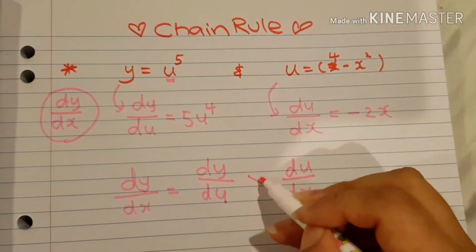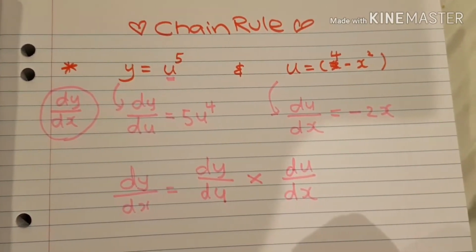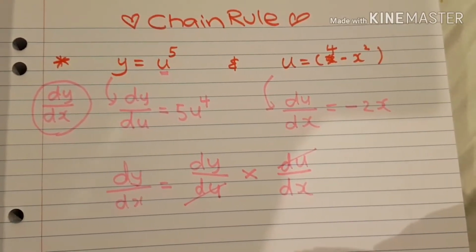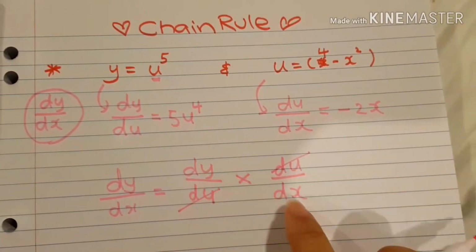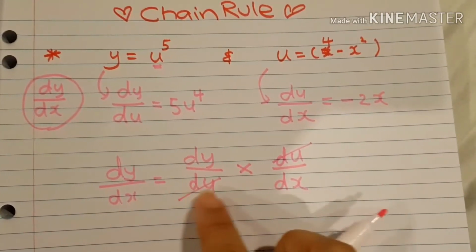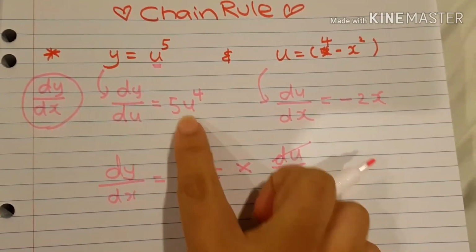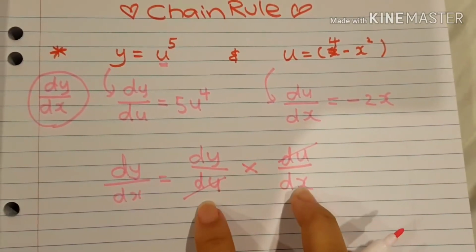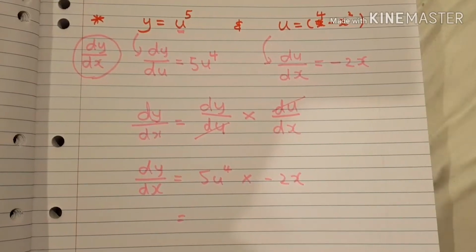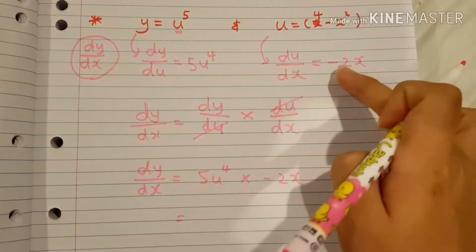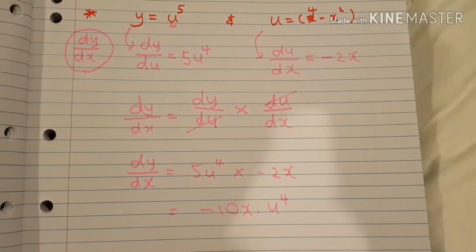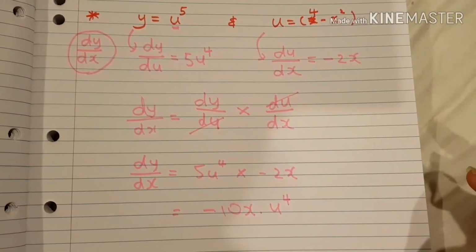And if we multiply them, what happens? du, I can cancel it out, right? So all I'm remaining with is dy over dx. We know what dy over du is. We know what this is. So we can just replace with a number. Yep, like this. So that one over here, this one over there. If I simplify this, there you go.